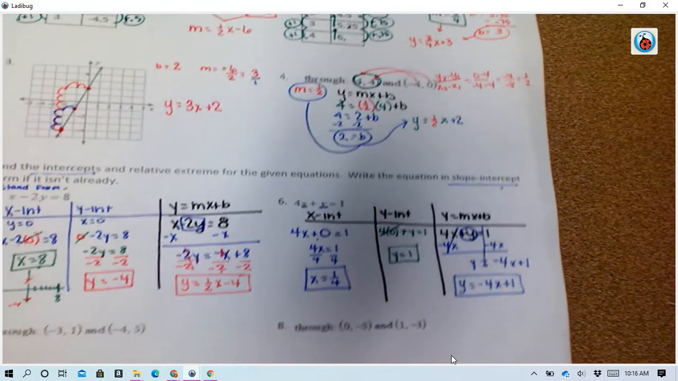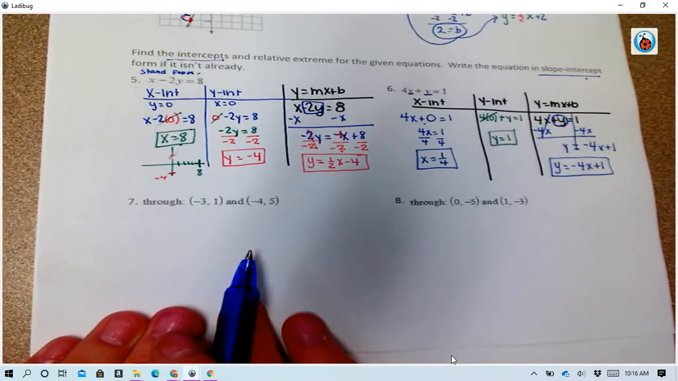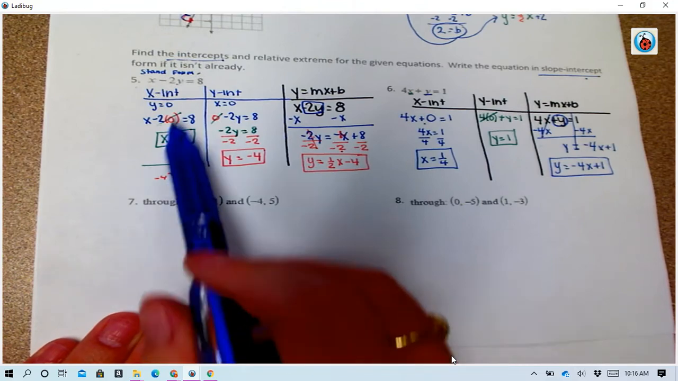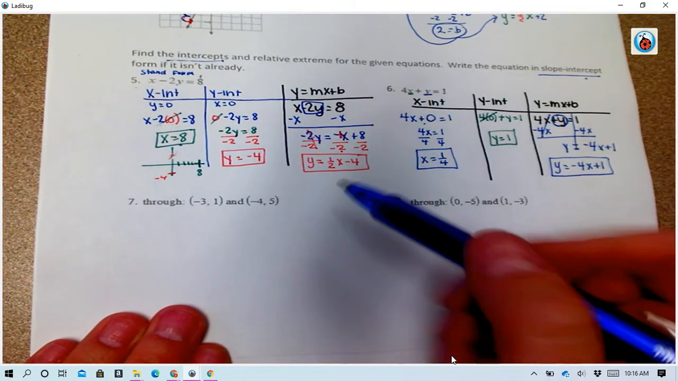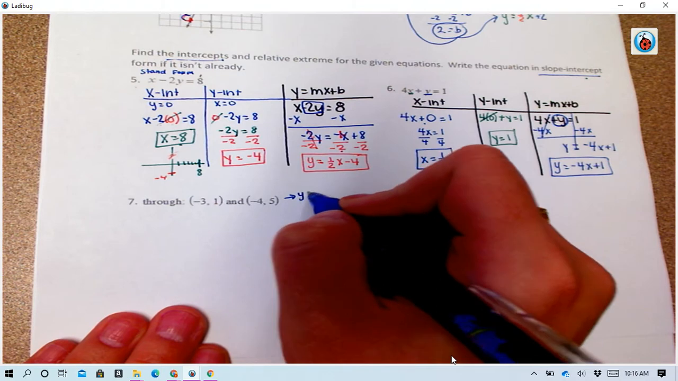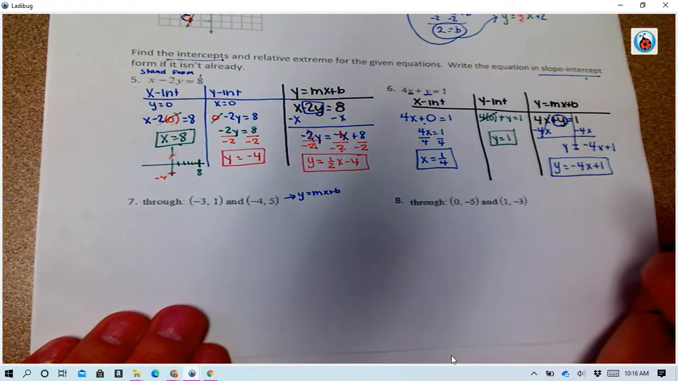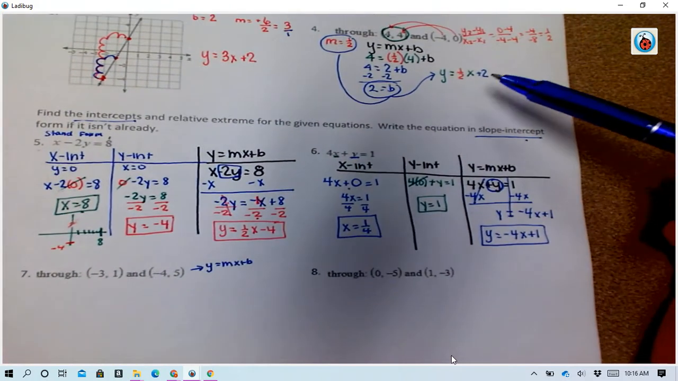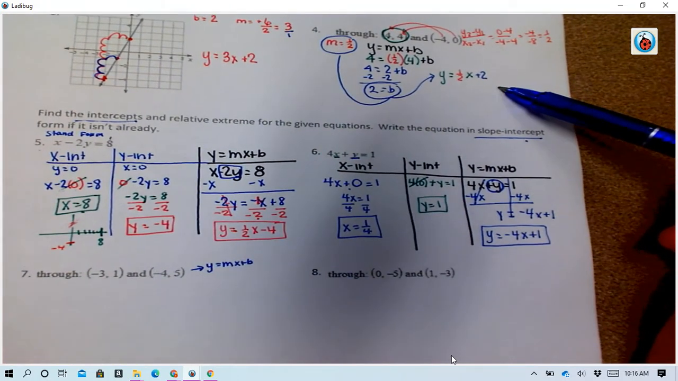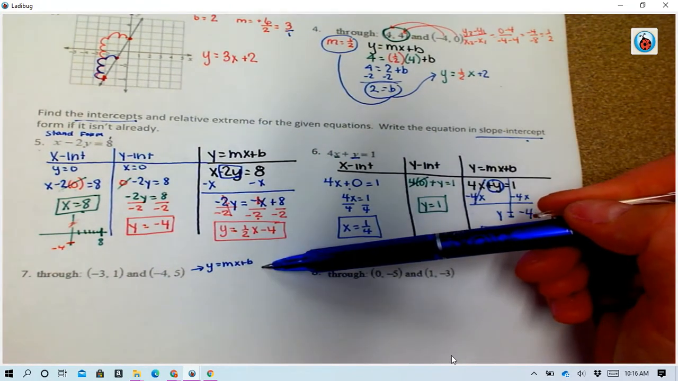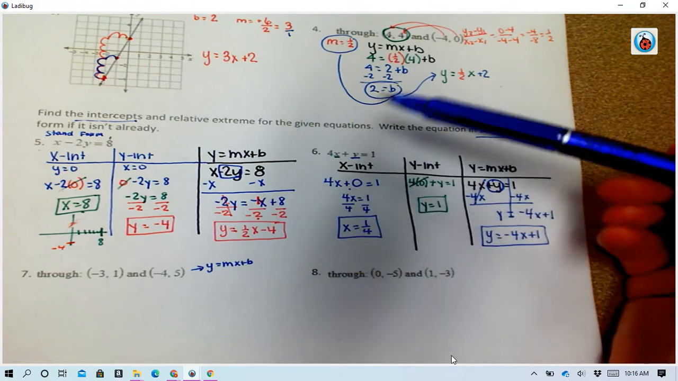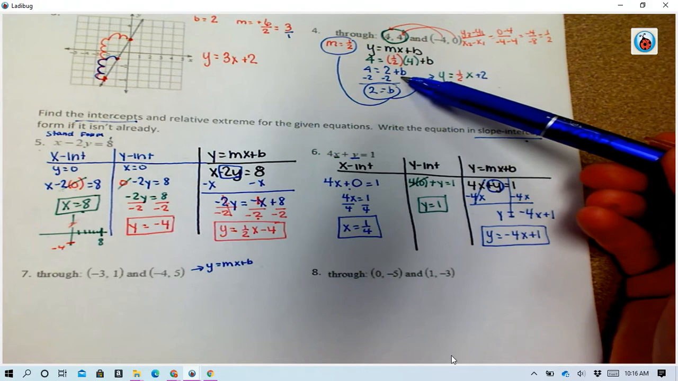Okay, number 7, we're only given 2 points. So in order to find our intercepts, we have to put this into slope-intercept form first. And it's going to be just how we did number 4. So if you wanted to try number 7, putting it into slope-intercept form by yourself, I already walked you through number 4, and it's the same thing that's on the back of page 11a.